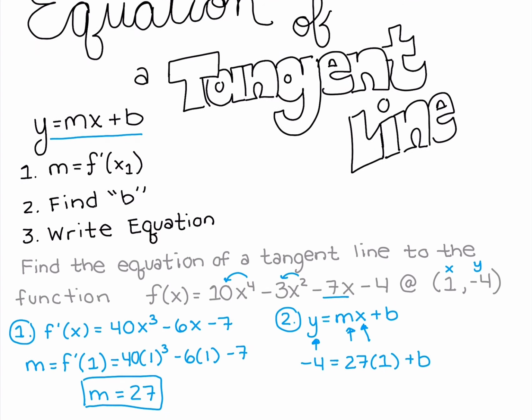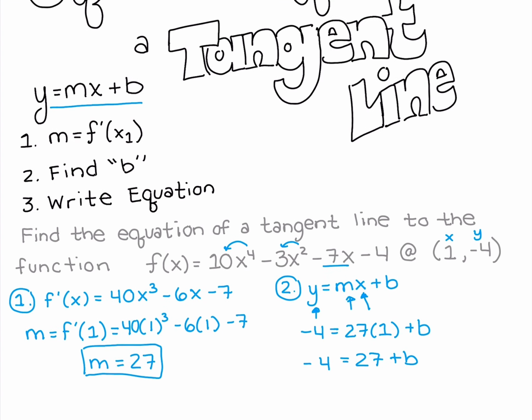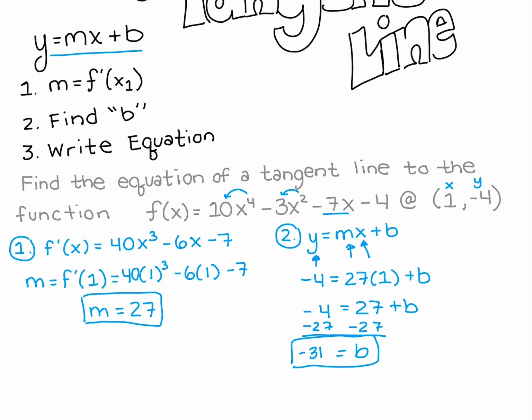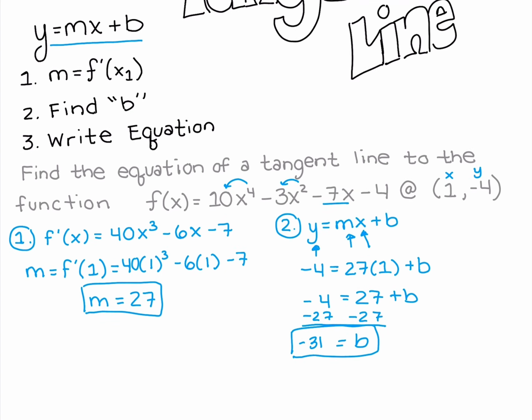So we're going to do 27 times 1, which is 27, plus b has to equal that negative 4. So to get b by itself, we'll subtract 27, and then we just need to do negative 4 minus 27, and the value for b is going to be negative 31. So we took the derivative, plugged in the x value to find m. Our second step, write y equals mx plus b out, plug in the y value of the point, the m you just found in the first step, and x of the point to solve for b.